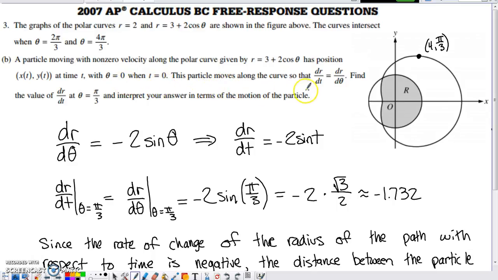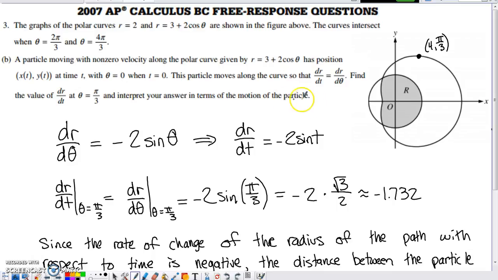And we're also told that the particle is going to move along the curve so that the rate of change of the radius between the particle and the origin over time is equal to the rate of change of the radius of the particle with respect to the angle theta. So what we're asked to do is find dr/dt at theta equals pi by 3 and then try to interpret what that means as far as the motion of the particle is concerned.